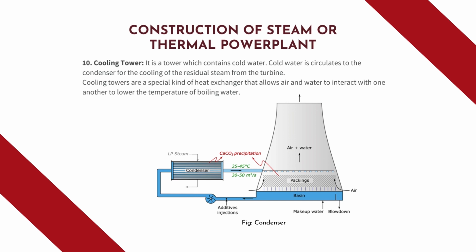Basically, the cooling tower is a kind of heat exchanger only, where cold water is circulated to the condenser for the cooling of the residual steam from the turbine. Here in this picture we can see a clear picture of the cooling tower, where water is being circulated from the cooling tower to the condenser. Ultimately, this serves the condenser for condensing the steam, and ultimately the water is fed into the boiler.